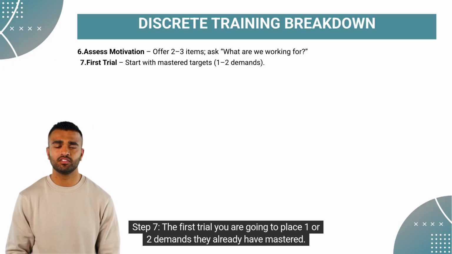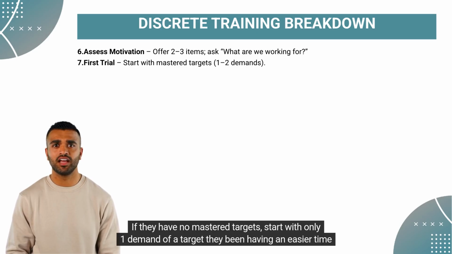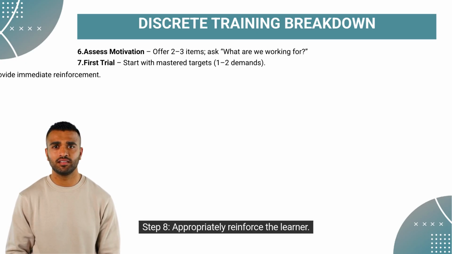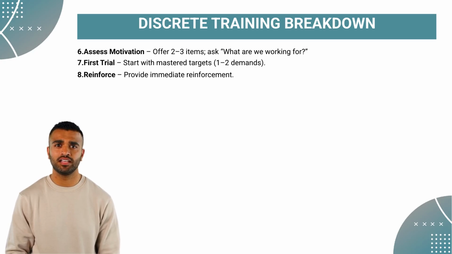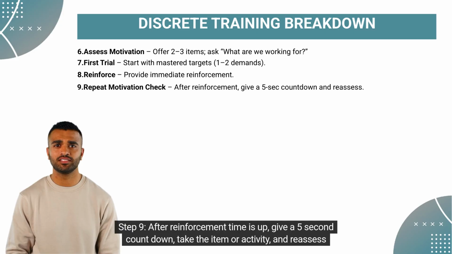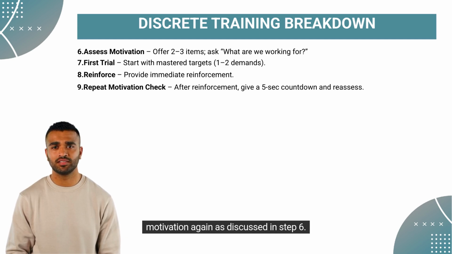Step 7. On the first trial, you are going to place 1 or 2 demands they have already mastered. If they have no mastered targets, start with only one demand of a target they've been having an easier time with. Step 8. Appropriately reinforce the learner. Step 9. After reinforcement time is up, give a 5-second countdown, take the item or activity, and reassess motivation again as discussed in Step 6.